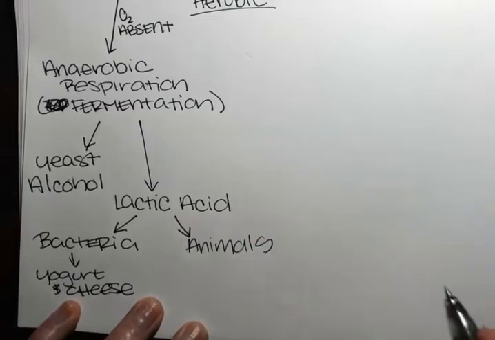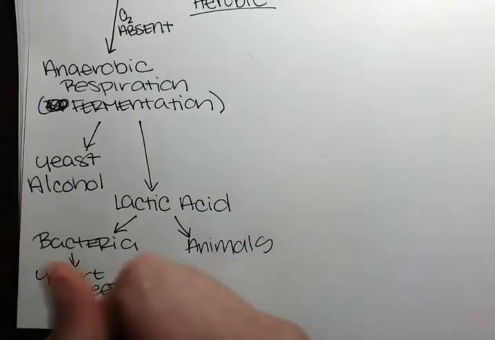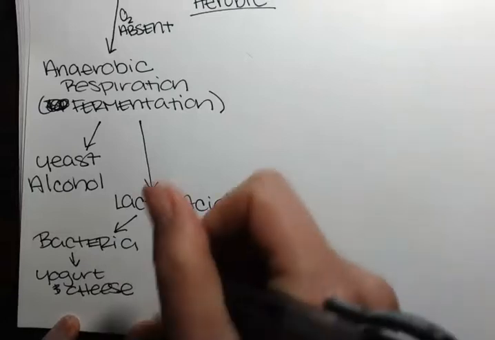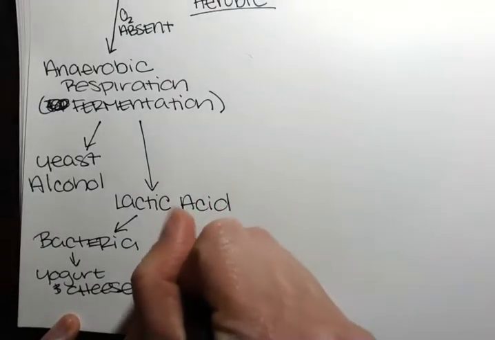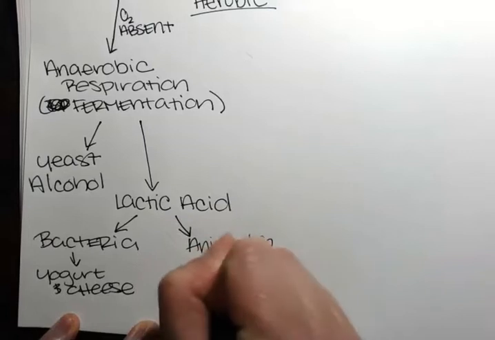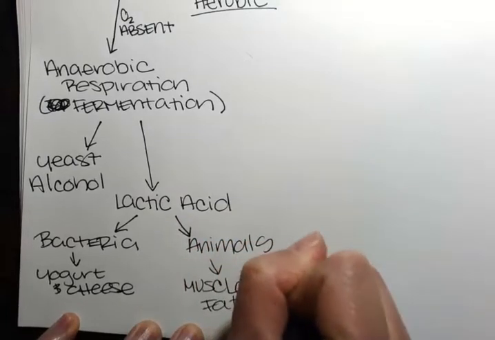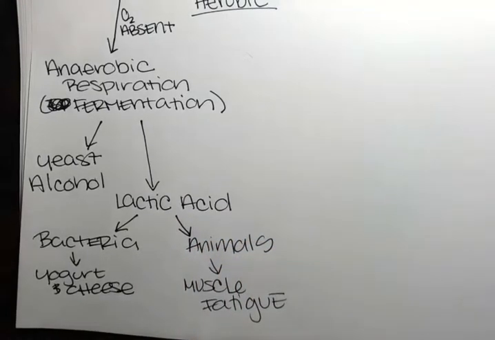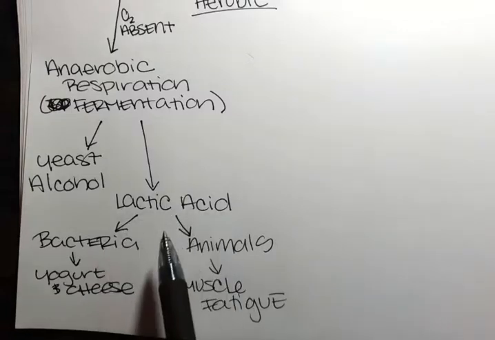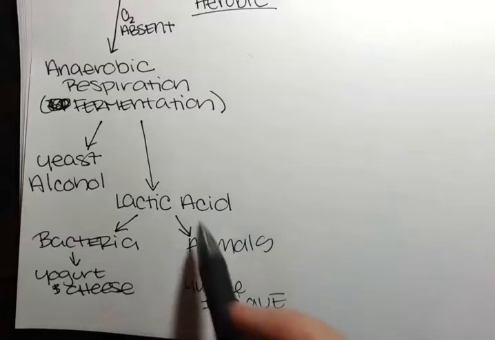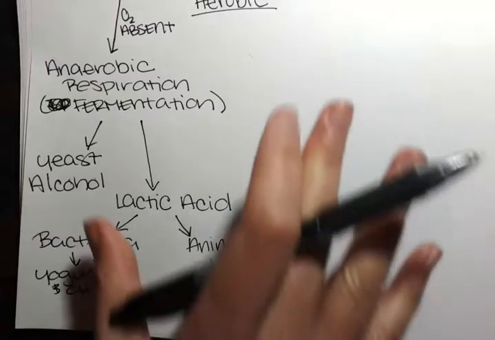And for us, the result is not as nice as yogurt and cheese. This actually results in muscle fatigue. So if you're exercising and you use up all of the available oxygen, the cells will switch to anaerobic respiration. And the issue there is that sometimes that lactic acid can build up in muscle tissue. So this is not the preferred method.